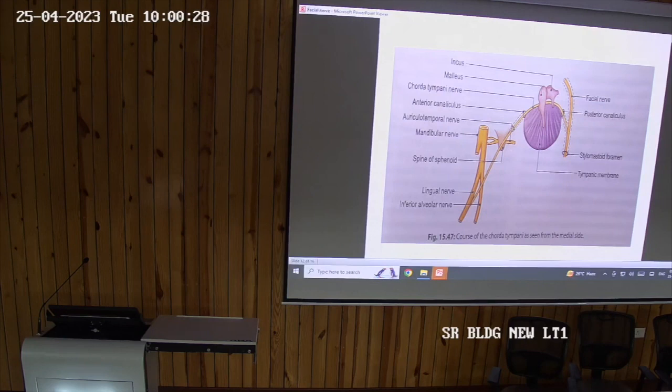The nerve reaches downward, coming into the infratemporal fossa. This is here the infratemporal fossa. So now running in the infratemporal fossa and passing deep to the inferior alveolar nerve, it reaches to join with the lingual nerve.